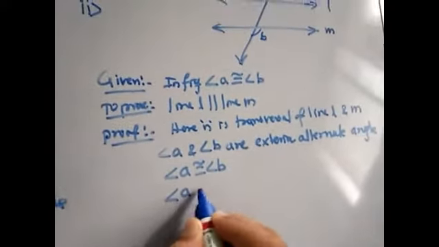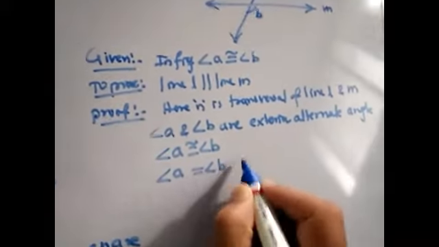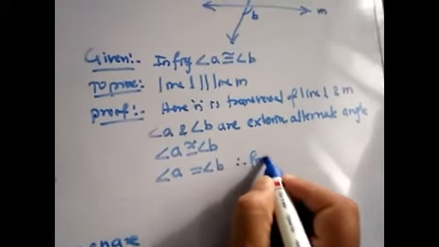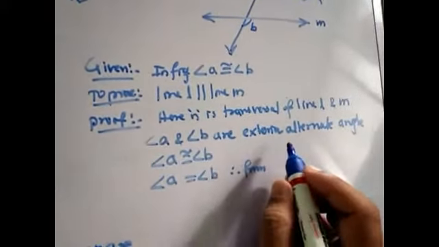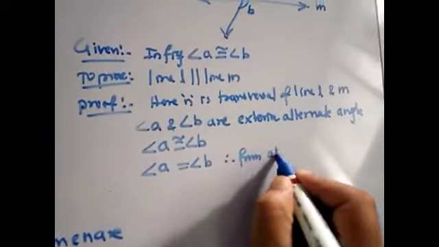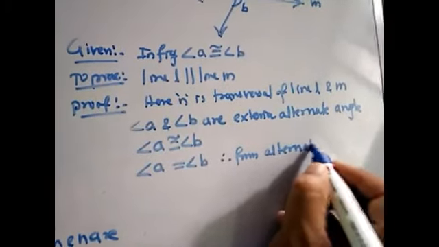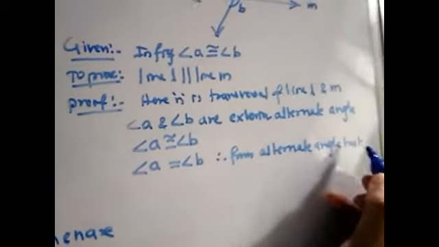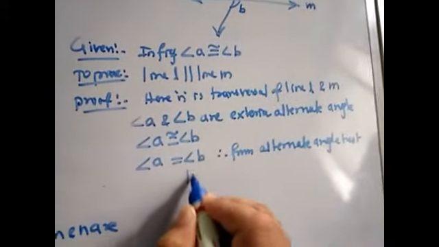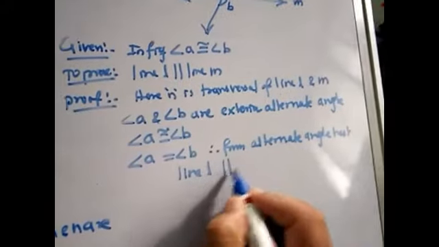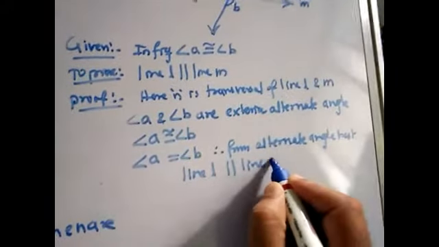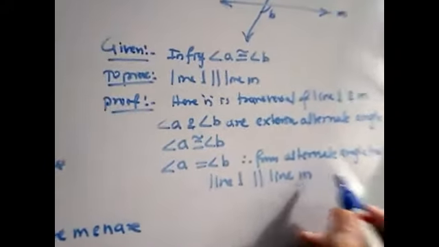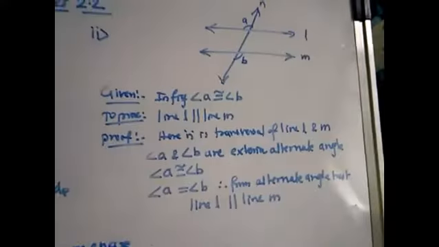Means angle A is equal to angle B from alternate angle test. From alternate angle test, line L is parallel to line M. In this way we solve.